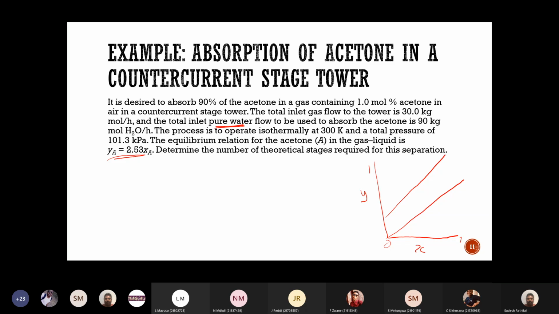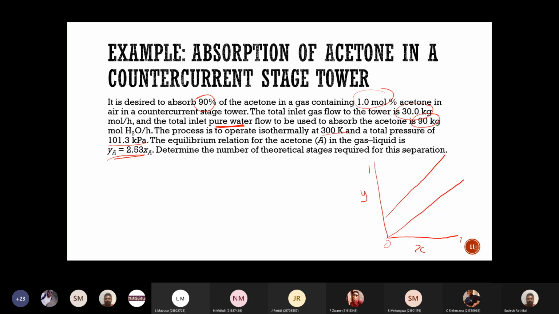So let's go through the question again. It is desired to absorb 90%. The gas coming in originally has 1 mole percent, and 90% of that must be absorbed. Total gas flow rate into the tower is 30, and the water flow rate is 90. You are given temperature and you are given pressure.